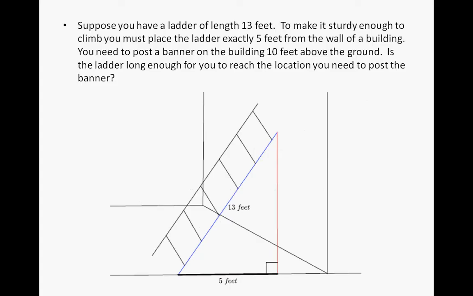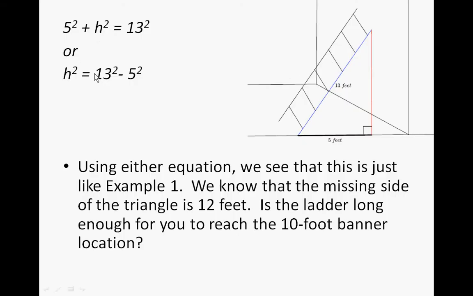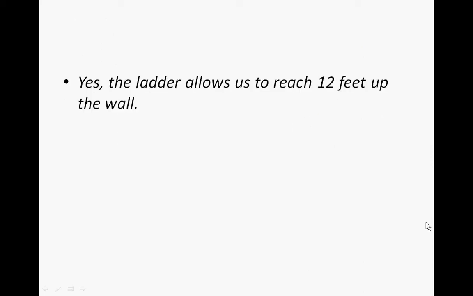So here is the question, and it is probably good, if you don't have a diagram, to draw a diagram so that you know that the length of the ladder is 13 feet. It's 5 feet from the wall. So how tall is this from the ladder to the floor? The ladder against the wall forms a right angle. We know we can use the Pythagorean theorem. We're going to let h represent the height of the ladder. So 5 squared plus h squared is equal to 13 squared. Or again, h squared is equal to 13 squared minus 5 squared. Using either equation, we see that this is just like example 1, and we know the missing side is 12 feet. So is the ladder long enough for you to reach the 10-foot banner location? Yes, the ladder allows us to reach 12 feet up the wall.